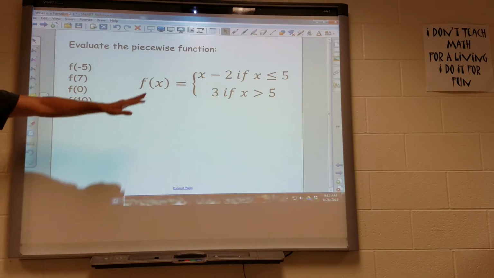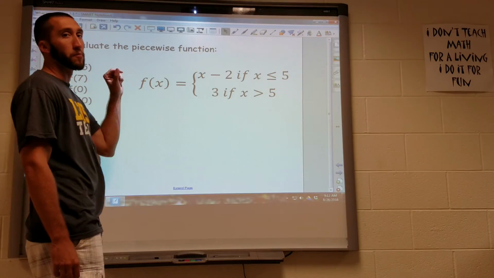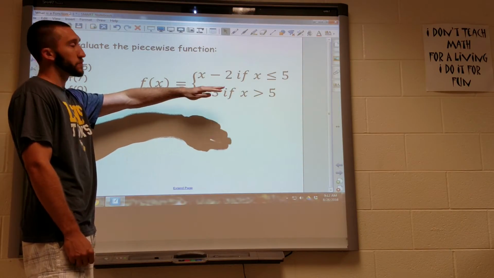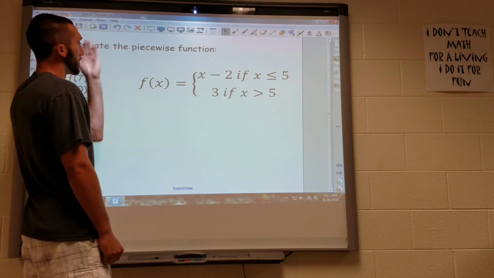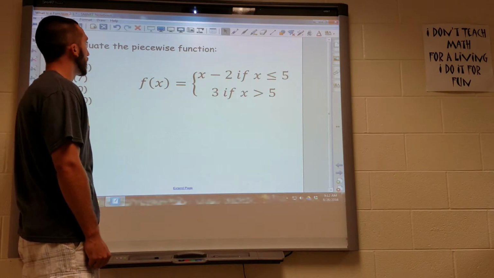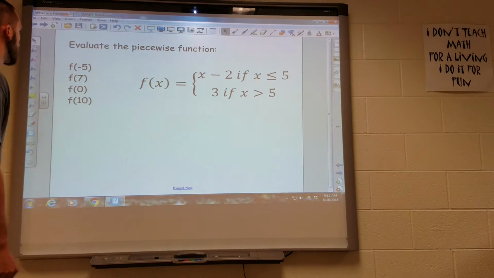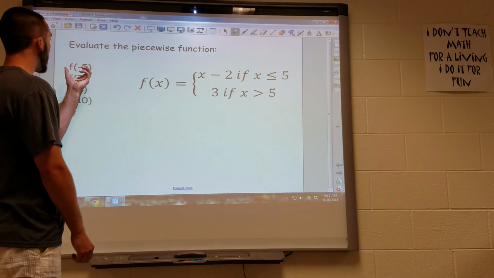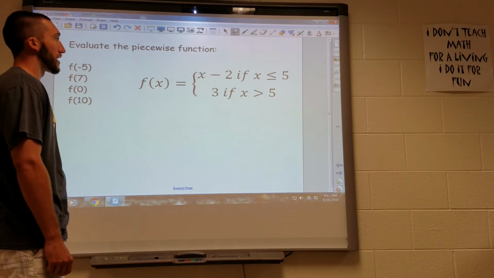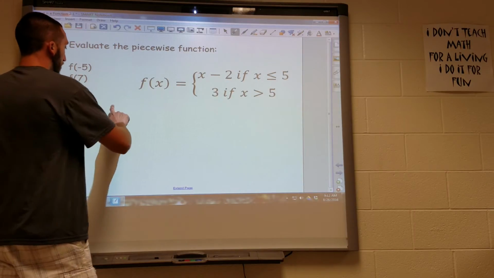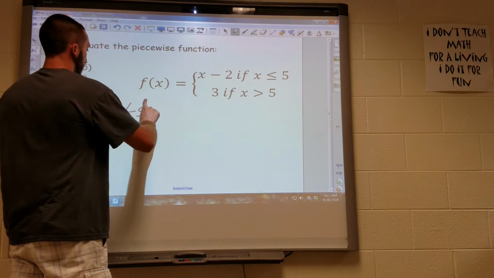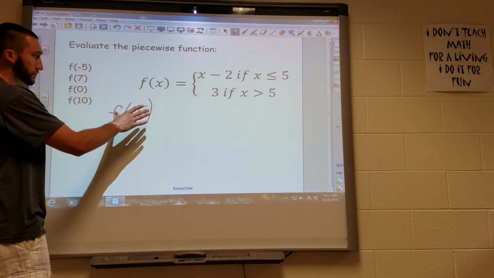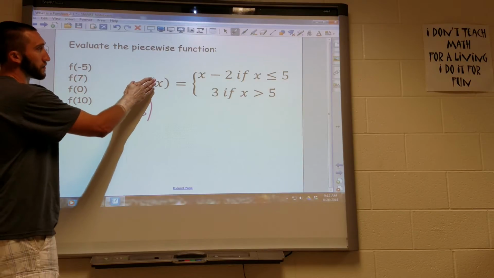So now we're going to evaluate this function, which happens to be a piecewise function. So we may have seen piecewise functions before, but if not, this example should get us familiar with piecewise functions. So just like the previous example, I'm going to plug in negative 5 for x. So I want to do f of negative 5. What the piecewise function means is I plug in negative 5 in for x.